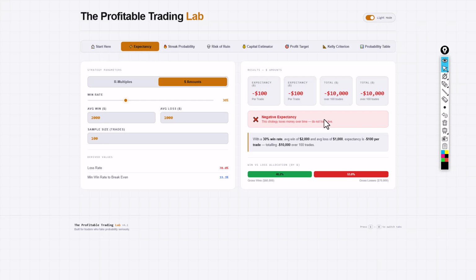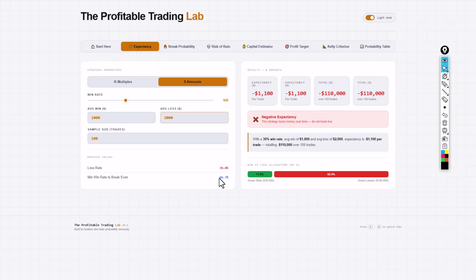So now let's show you practically how this would be if you were trading with a negative risk to reward ratio. For example, let's say you were trading with a strategy where when you win a trade, you make $1,000. But then when you lose a trade, because you're trading with a negative risk to reward ratio, in this case, you lose $2,000. Now, look at what this tool is telling us.